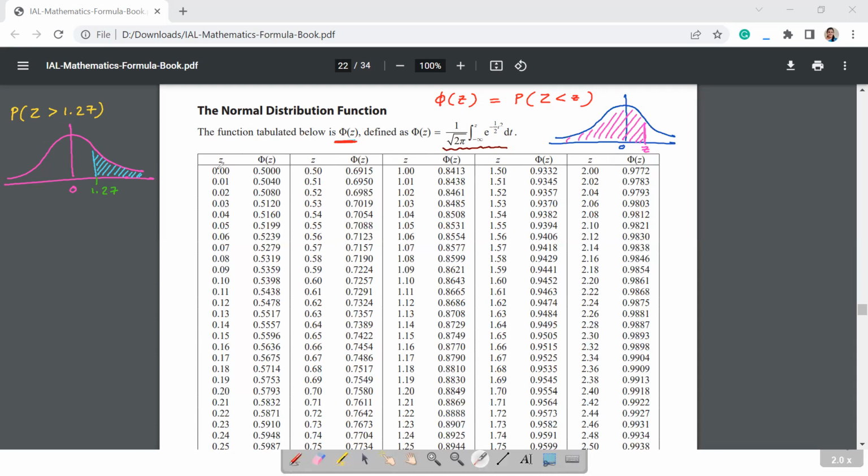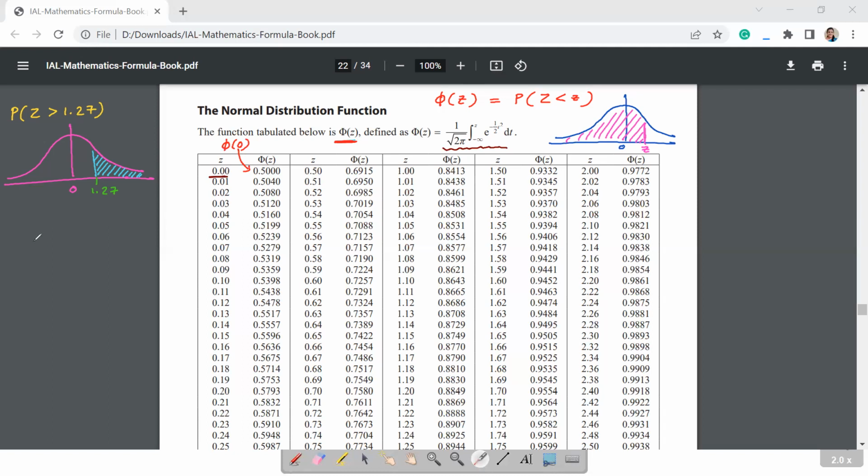So let's look at the first value. Now look here, guys. The first z value is 0, and you can see the phi z value is 0.5. So what does that mean here? This is the phi 0 value, right, guys?